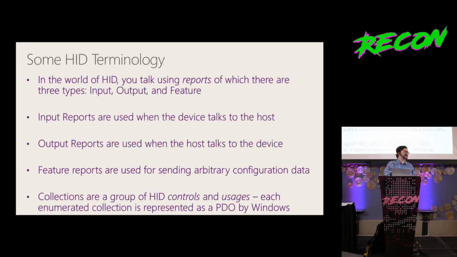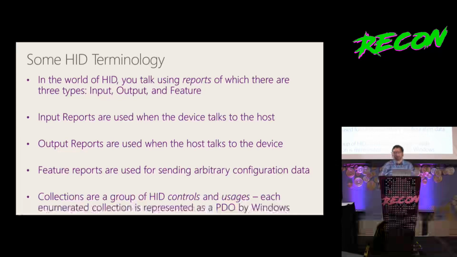So, the way things work in HID is you have something called reports, and there are three types of reports that you can send: input reports, output reports, and feature reports. Input reports are when the device talks to the host, output reports are when the host talks to the device, and feature reports are kind of bidirectional, but they're normally used when you as the host want to send something to the device, and then the device can return right away. With output, you send something, and then you have to wait for an input. With feature, it's basically bidirectional. You send a feature, and by the time the feature returns, there's some data in there.